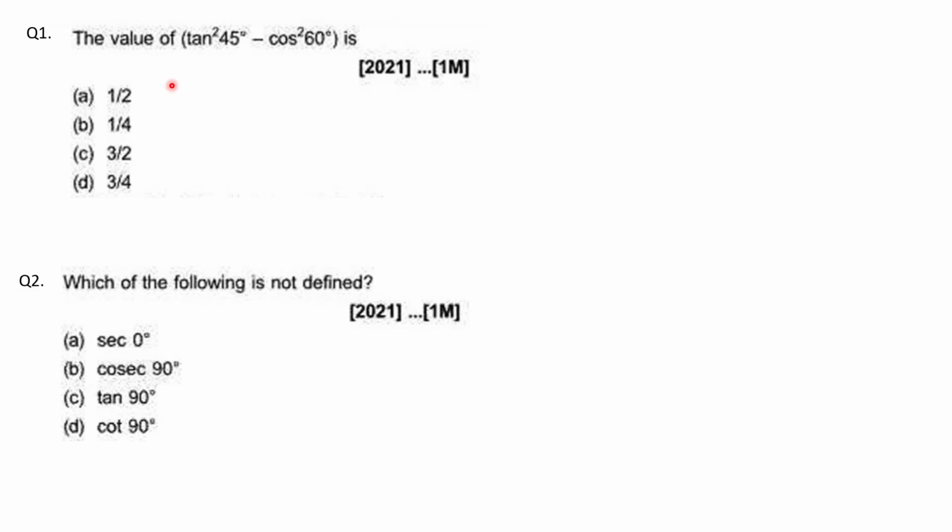Question number 1. The value of tan square 45 degree minus cos square 60 degree is. So the value of tan 45 is 1. So 1 square is 1 and cos 60 is 1 by 2. So cos square 60 is 1 by 2 square, which is 1 by 4. Now take the LCM as 4. So 4 minus 1, so it is 3 by 4. So the correct option is option D.